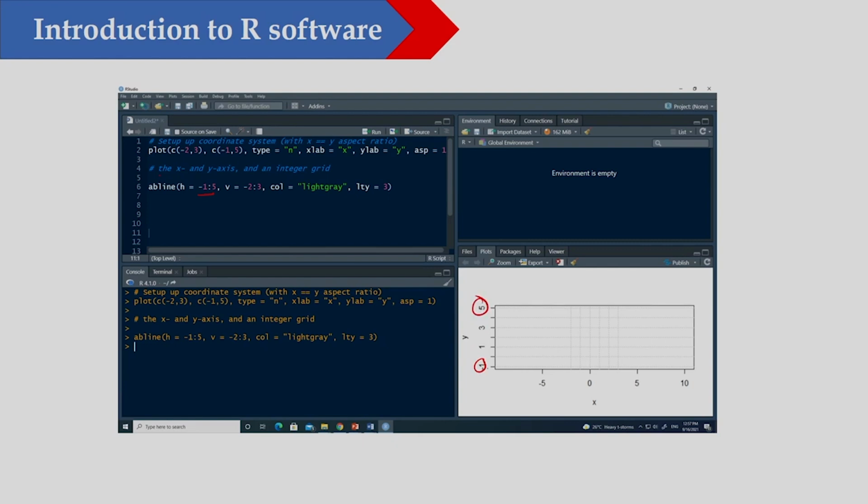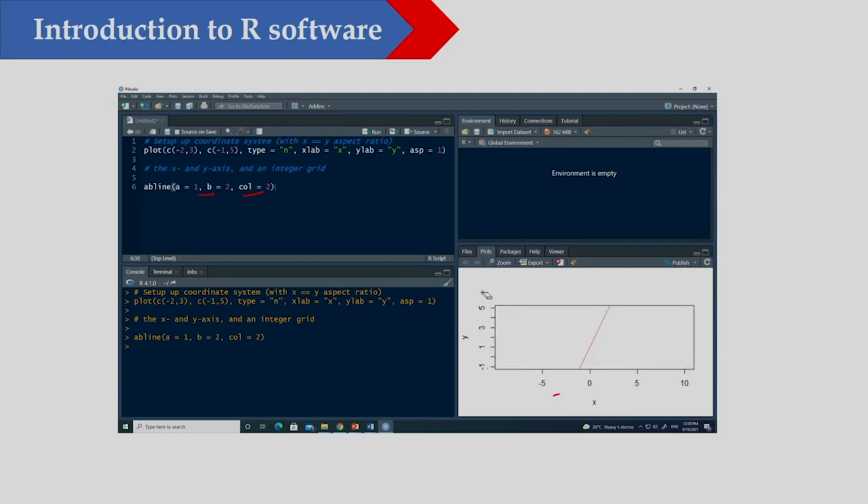Okay. So, minus 1 to 5, that means this is minus 1 and this is up to 5. So, I am drawing a horizontal line from minus 1 to 5 and similarly here this is minus 2 to 3, okay, minus 2. So, this is somewhere minus 2 and this is somewhere 3. Okay. So, I am drawing this horizontal line. So, I can also draw multiple lines.